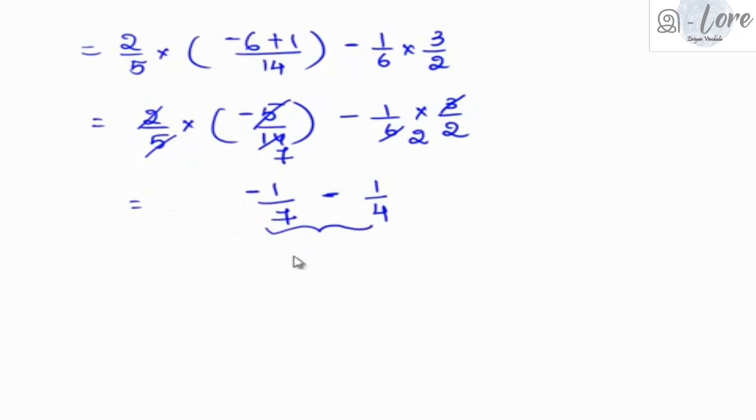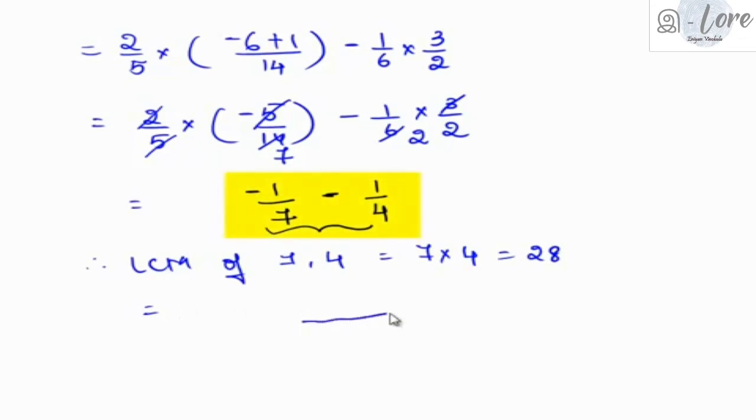So here again, two rational numbers having different denominators. So we have to convert them into the common denominator. We have to find the LCM. The LCM of 7 and 4: 7 and 4 do not have any factor in common, so we multiply 7 into 4, which is equal to 28. Therefore we derive the expression with common denominator 28.